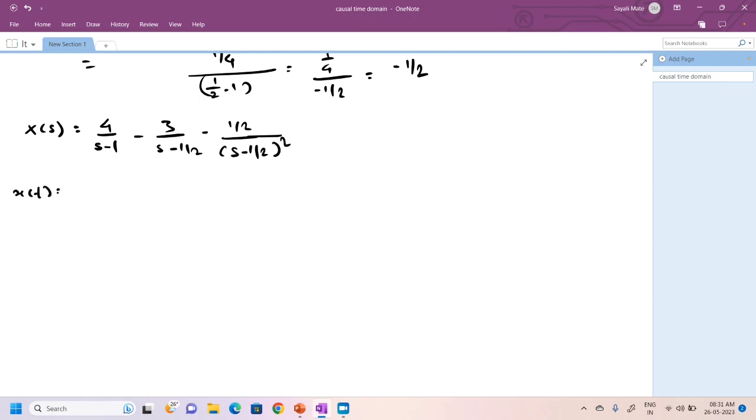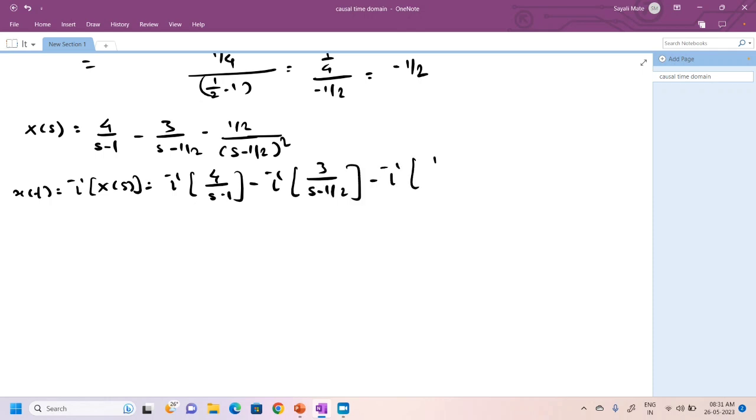So inverse Laplace x of t is equal to Laplace inverse of X of s, which is Laplace inverse of this minus Laplace inverse of 3 upon s minus half minus Laplace inverse of half divided by s minus half whole square. Now for this first term, let us consider the first term. So it is a standard e raised to at equation. So we are going to use the standard equation. Laplace inverse of 1 upon s minus a is e raised to at into u of t.